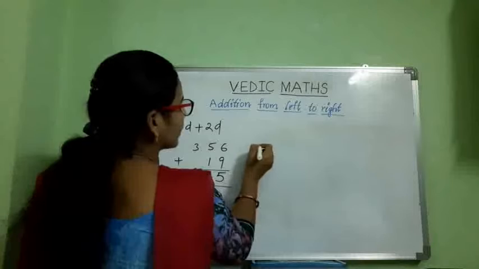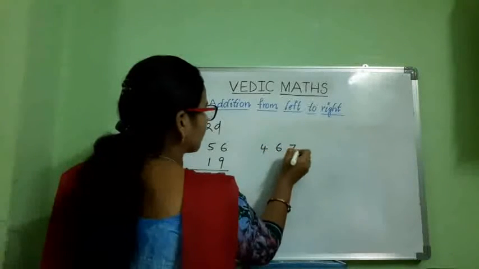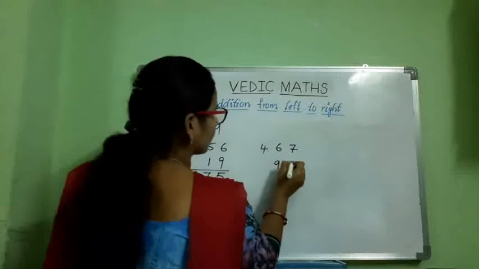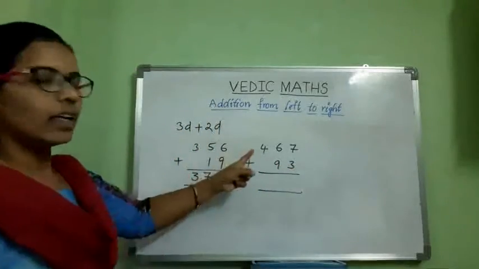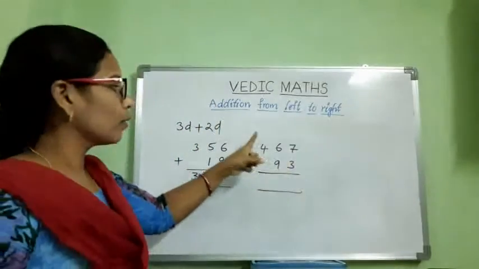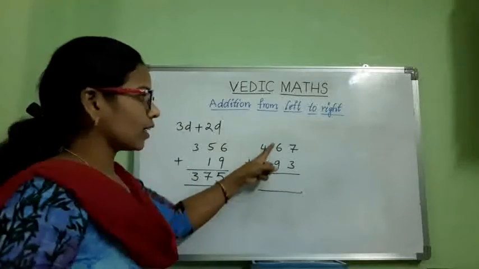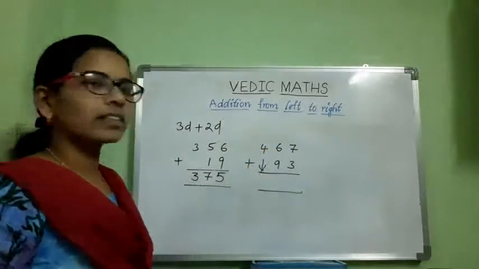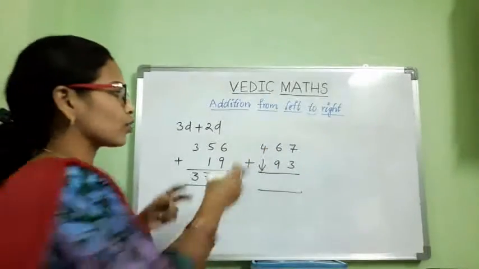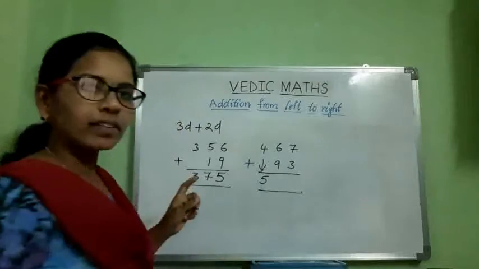I take one more example. Yes. Addition from left to right. Before dropping 4 here, what do we have to do? Check the next numbers whether they are carry or non-carry. Here these are carry numbers. So 4 increases by 1, which means 4 becomes 5.